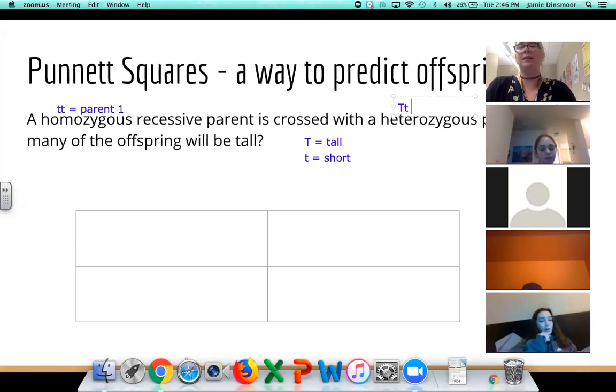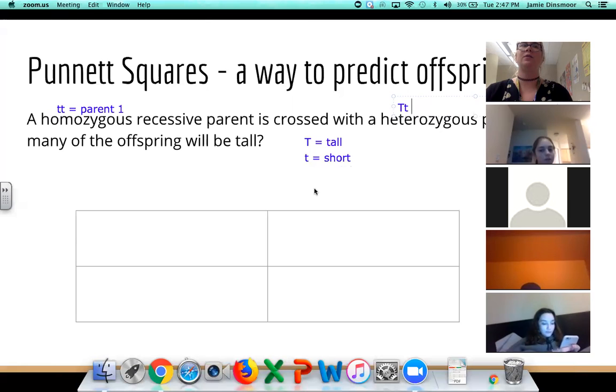Now, you can write this little t, big T, right? It's the same thing. However, it's usually the culture of genetics that you write the dominant trait first, just so you'll be on the same page as everyone else in the world. So now to set up our Punnett square, we want to know, how many of the offspring will be tall? Well, we could look at the parents and write out all the possibilities that could happen here.